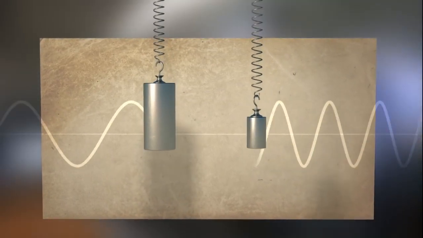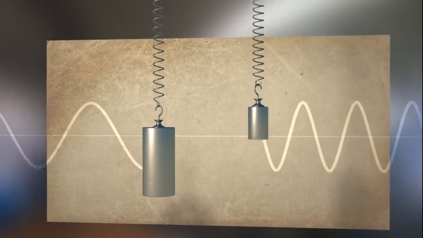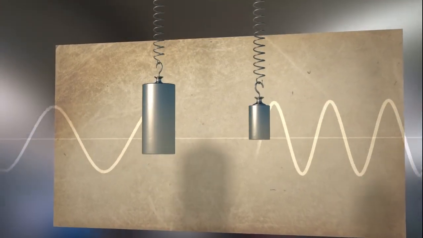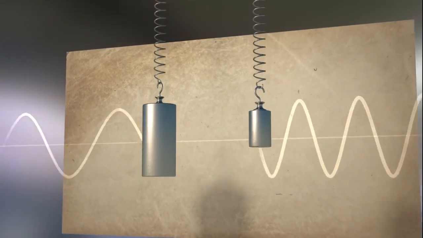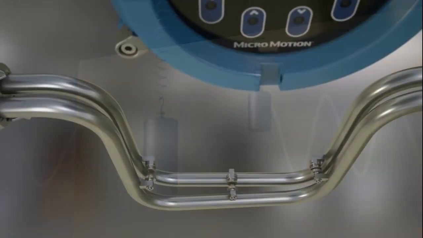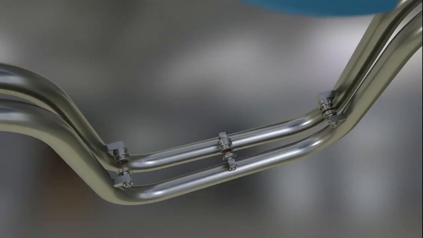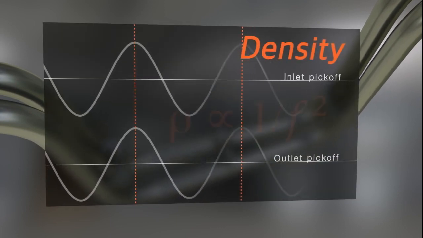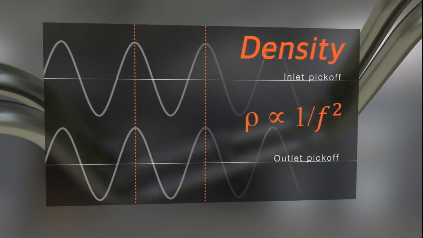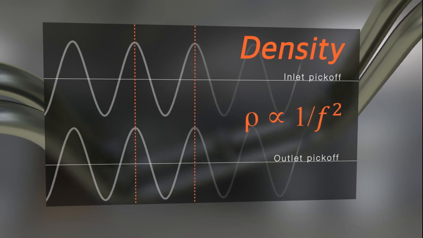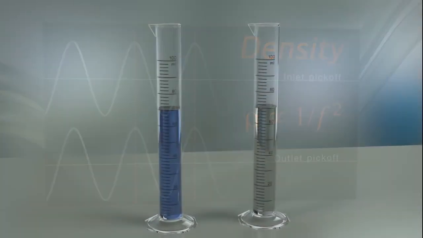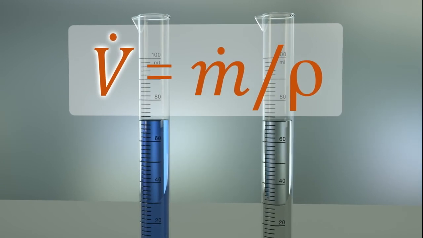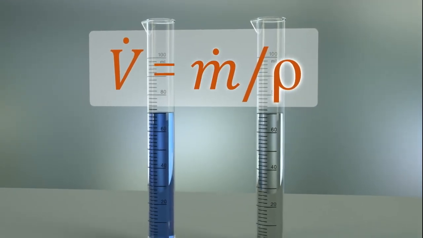In the Coriolis sensor, the tubes correspond to the spring. The mass of the tubes and the fluid they contain correspond to the weight at the end of the spring. The stiffness of the flow tubes remains essentially constant. Therefore, the mass and density of the fluid contained in the fixed volume of the flow tubes is the only variable affecting the frequency. Liquid volume flow is derived from the mass flow and density measurements already acquired.